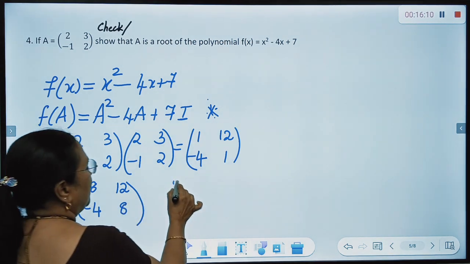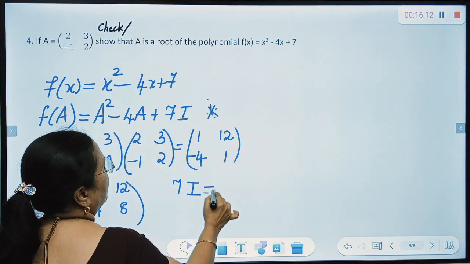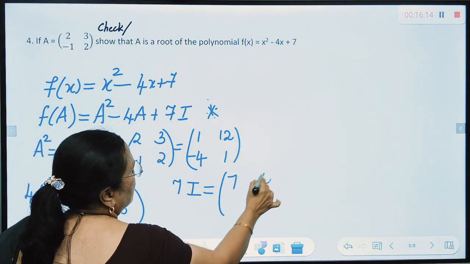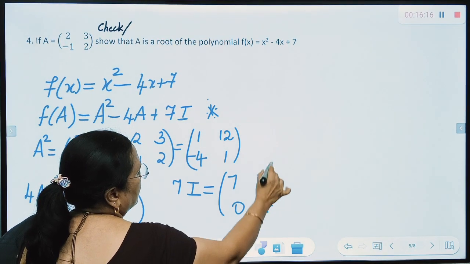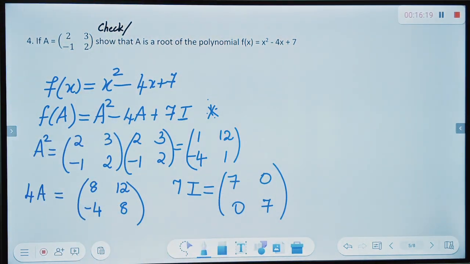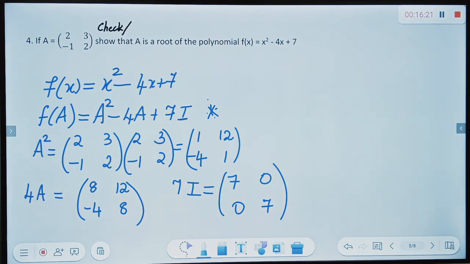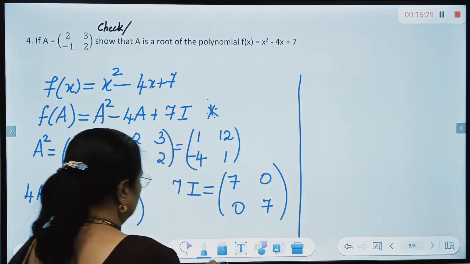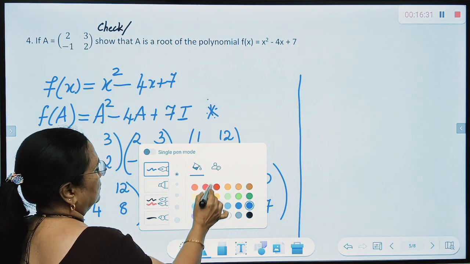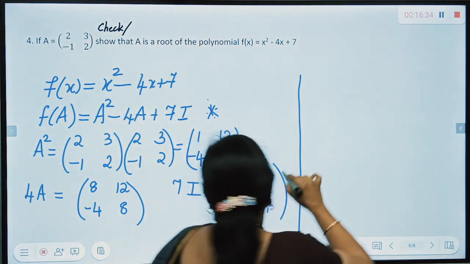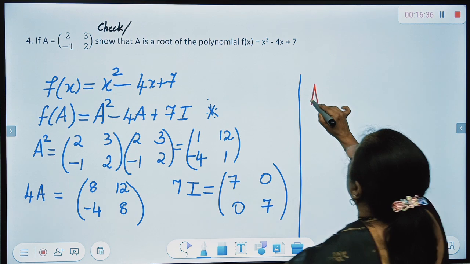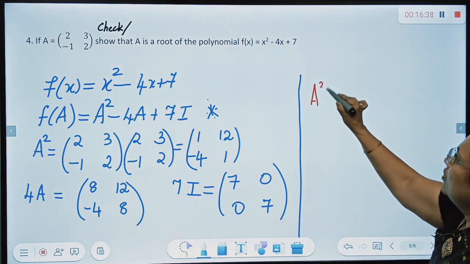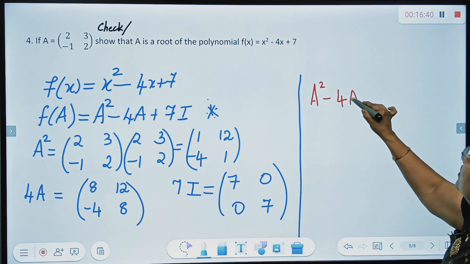Then what is 7I? 7I will be [[7,0],[0,7]], because you multiply 7 with the identity matrix of order 2. 7 into [[1,0],[0,1]] will give you [[7,0],[0,7]]. Now we have to check whether this expression is going to be equal to 0, then it is a root, otherwise it is not a root.